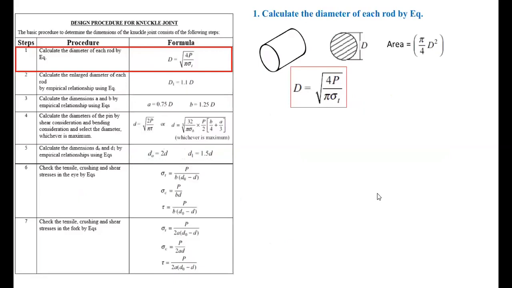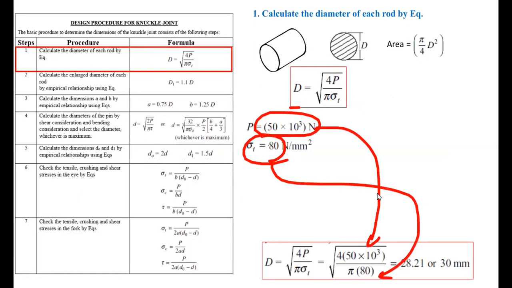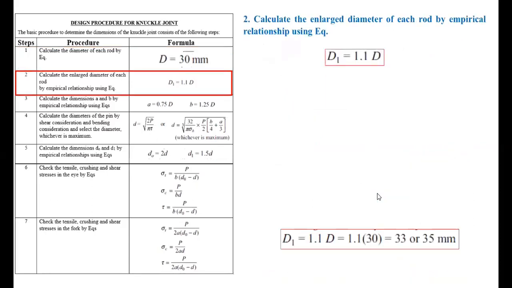So first step, we have to calculate the capital D, the diameter of the rod. Then same formula, we have under root of 4P divided by pi sigma t. Then just put the values. The value of P is here and this sigma t is here, and you will get the answer 28.21. So you can say that 30 mm. Simple. Next, the enlarged diameter of each rod. So this is simply 10% greater than this d.